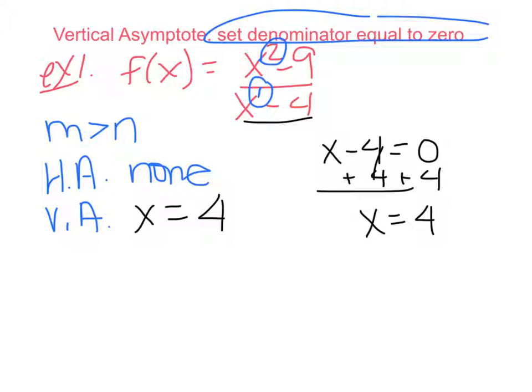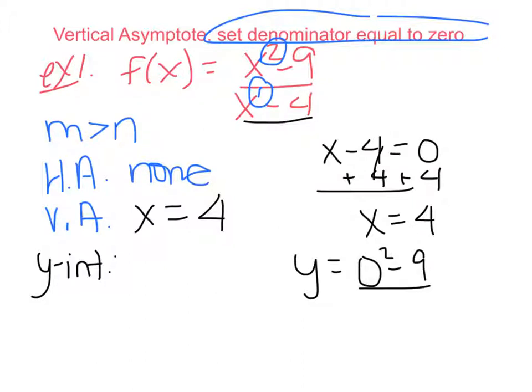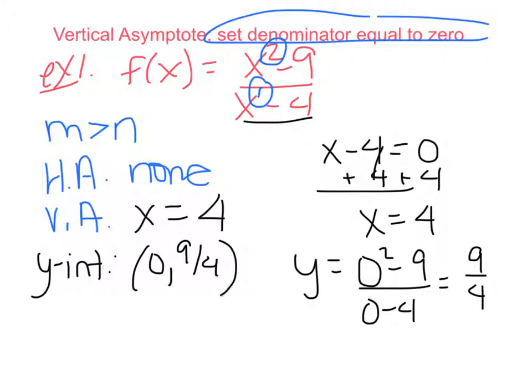And then to find your x and y intercepts, what you can do, if we're not using a calculator, is plug in some zeros. So if I wanted to find my y-intercept, I'm going to plug in 0 for every x that I have. So I'll have 0 squared minus 9 divided by 0 minus 4, which will just end up with 9/4. So my y-intercept would be x is 0, y is 9/4.